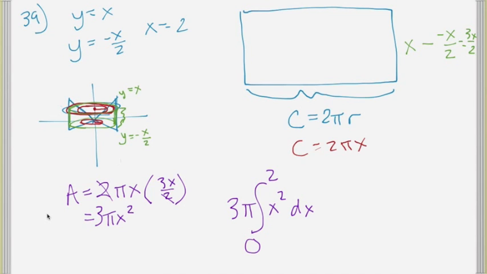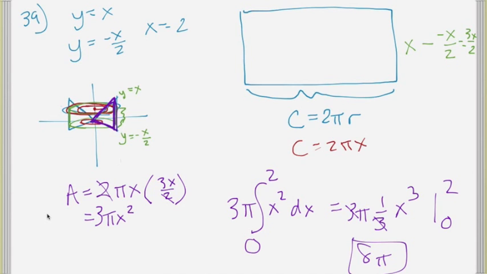Because really the shape was only this part over here, that other part is just the ghost that's created by the revolution. So the shape itself goes from 0 to 2, not negative 2 to 2. So then integrate that, and I get 1/3 x cubed. I have the 3 pi out front. The 3's cancel. I end up with 8 pi.